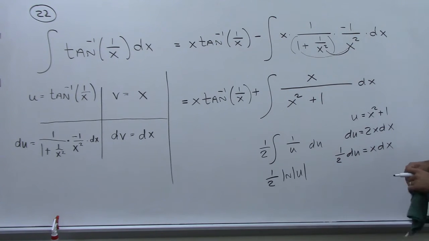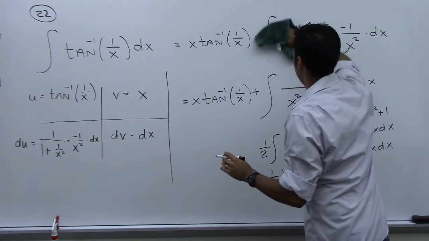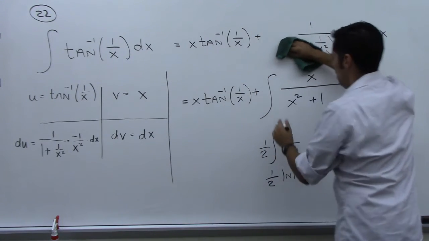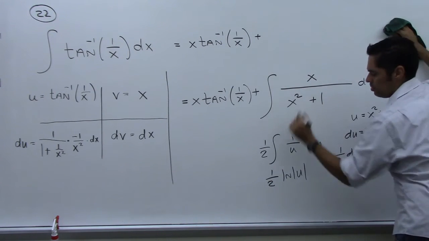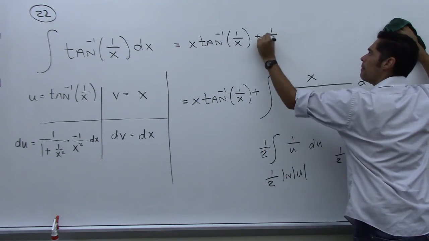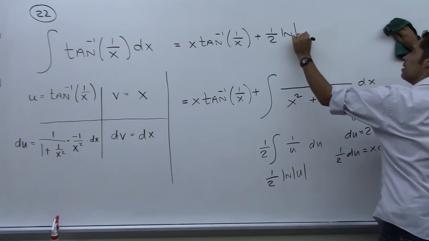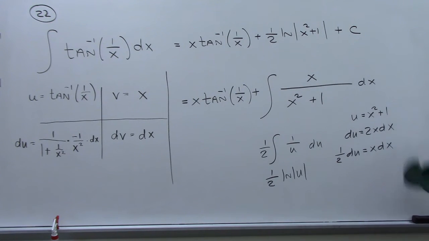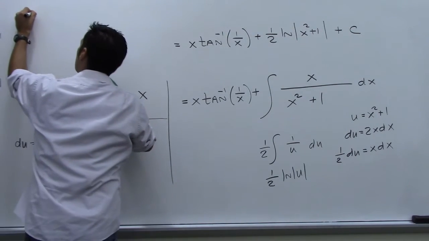So I'm ready to rewrite my answer. Had the original uv minus, oh actually it became a plus, so plus, and then this integral right here, we just said turns into 1/2 natural log absolute value of u, but u was x squared plus 1. Plus c. And that should do it. All right, let's look at number 23.